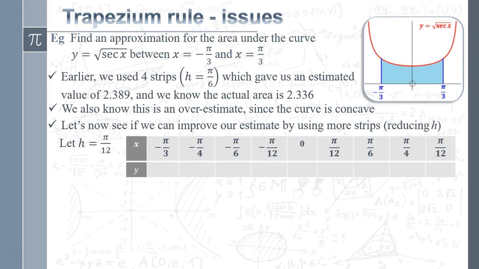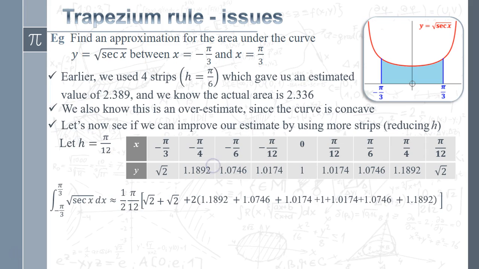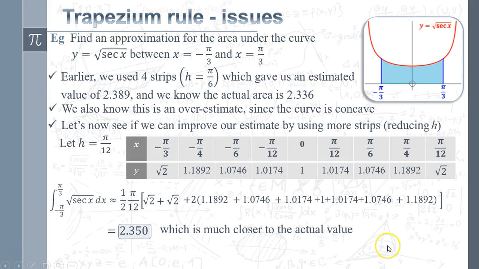There's our table again. Some number crunching gives us those values. And so here we go for our approximation: half h, the ends, plus 2 times the middles. Put that all into the calculator, and we get 2.350. And we can see that's a much better estimate. We've gone from 2.389 to 2.350. The actual one is 2.336. We can see that increasing the number of strips has increased the accuracy of our estimation. So there you go.